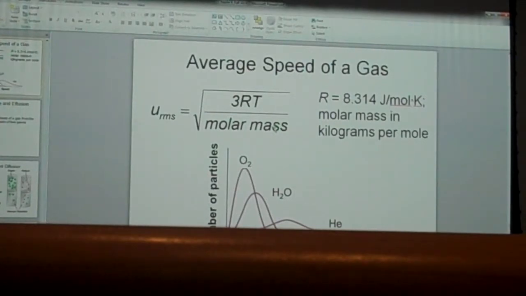Is the R always the same? No. The R can be 0.08206, depending on the units: liters, atmosphere, mole, Kelvin. I'll give you the R's, but I don't want you to memorize that. I don't even like making you memorize equations. Heck, I'll even put that equation up somewhere. I'll put it up here if you need it.